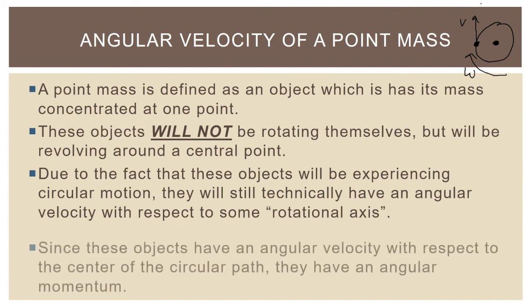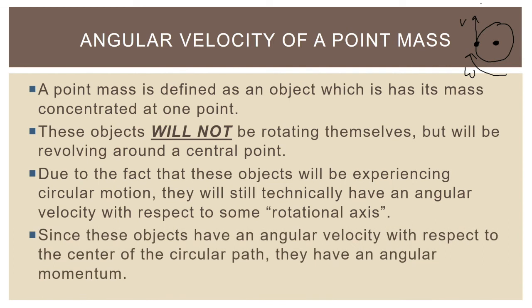And so the point is, since these objects have an angular velocity with respect to the center of the circular path they're traveling in, they've got an angular momentum too. And we can do a lot of interesting stuff when we consider the angular momentum of an object that's moving in a circle. Take a second to pause this video here and write that down. And when you hit play, we'll move on.